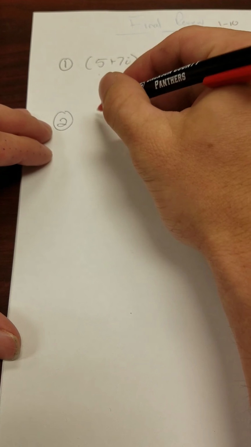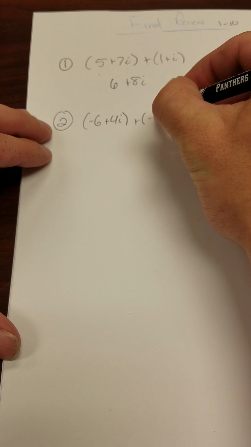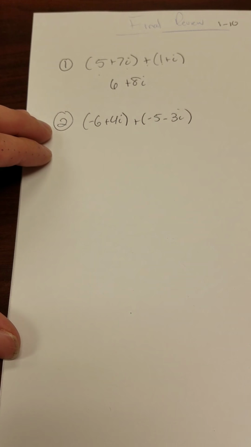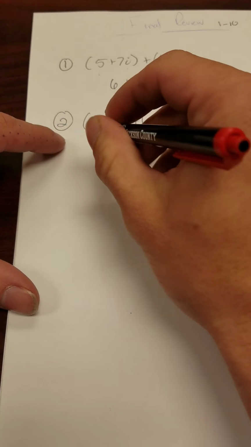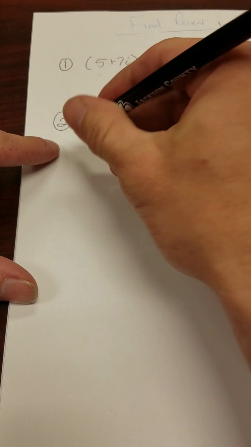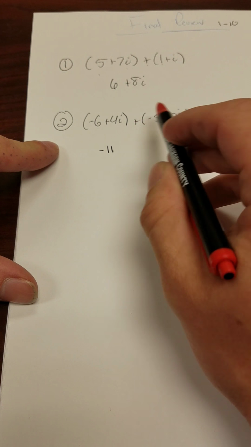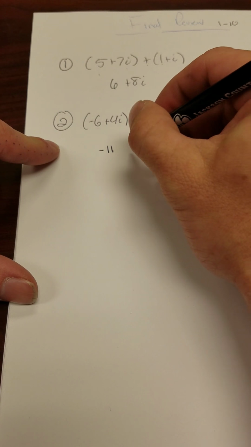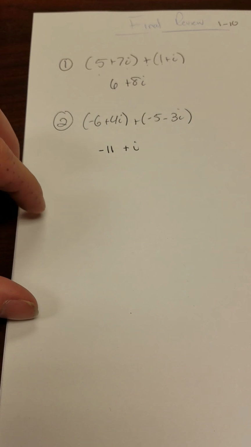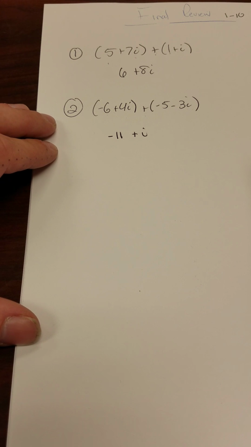Number 2, negative 6 plus 4i, negative 5 minus 3i. Same type deal, combine like terms. So we have negative 6 plus negative 5. So negative 6 minus 5 is negative 11. 4i plus negative 3i, so 4i minus 3i is 1i. So I'm just going to put an i there. All right, so that's how you do those two with adding complex numbers.